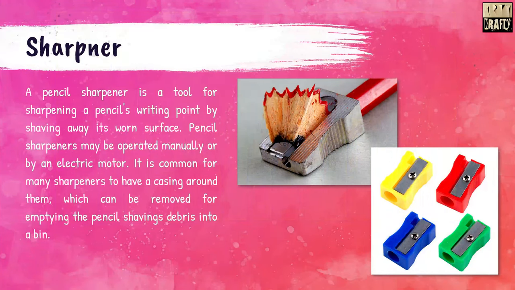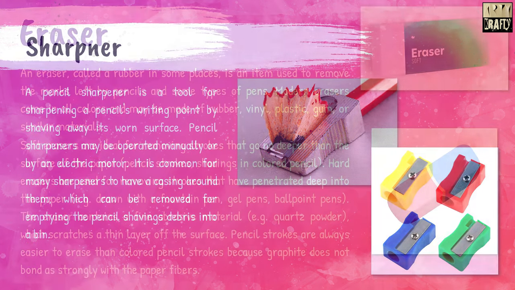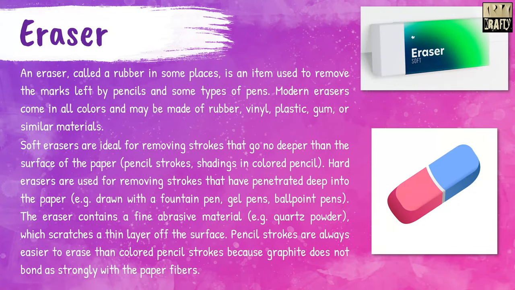Sharpener. A pencil sharpener is a tool for sharpening a pencil's writing point by shaving away its surface. Then comes the eraser. An eraser, called a rubber in some places, is an item used to remove the marks left by pencils and some types of paints.